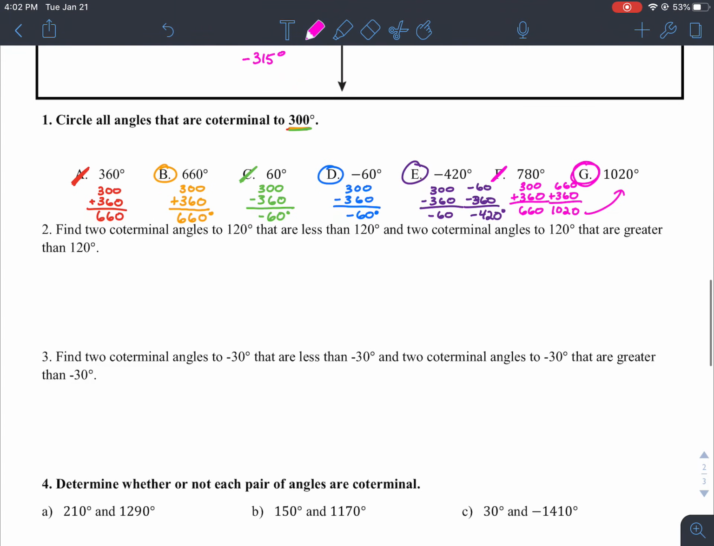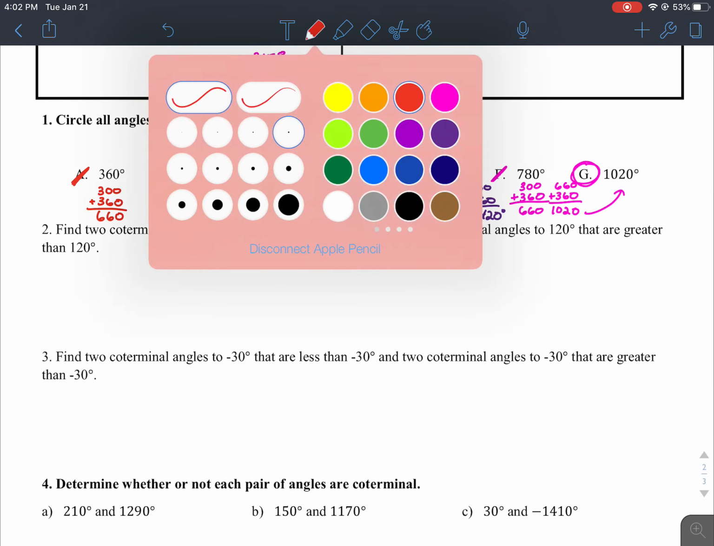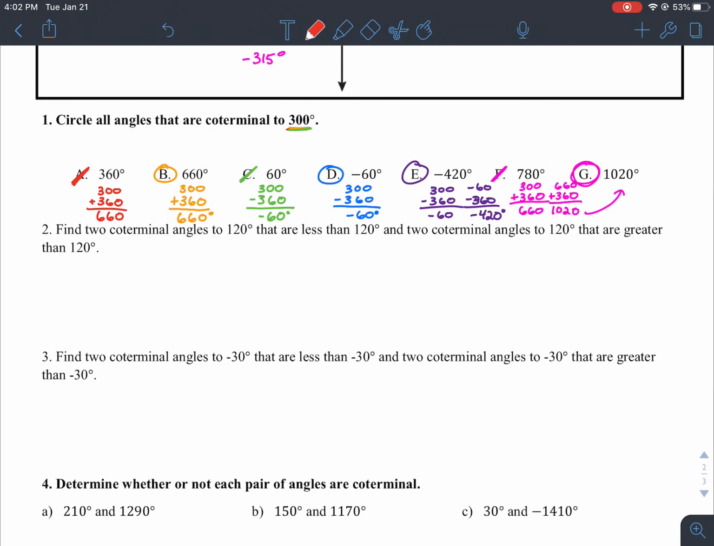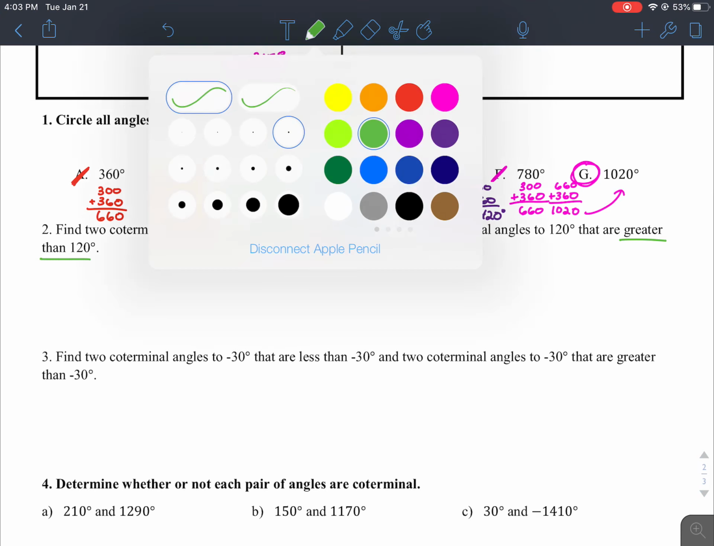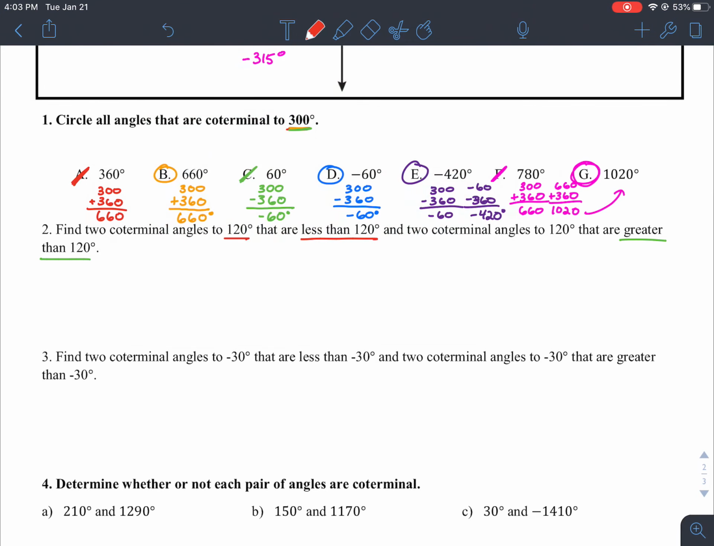Now, what example 2 is essentially asking us to do is, rather than it being a multiple choice and checking, we're just going to create 2 angles on our own. So we want to find 2 coterminal angles to 120 that are less than 120, and then we also want to find 2 coterminal angles to 120 that are greater than 120. So this is just a couple quick buttons on the calculator, or with mental math, either one works.